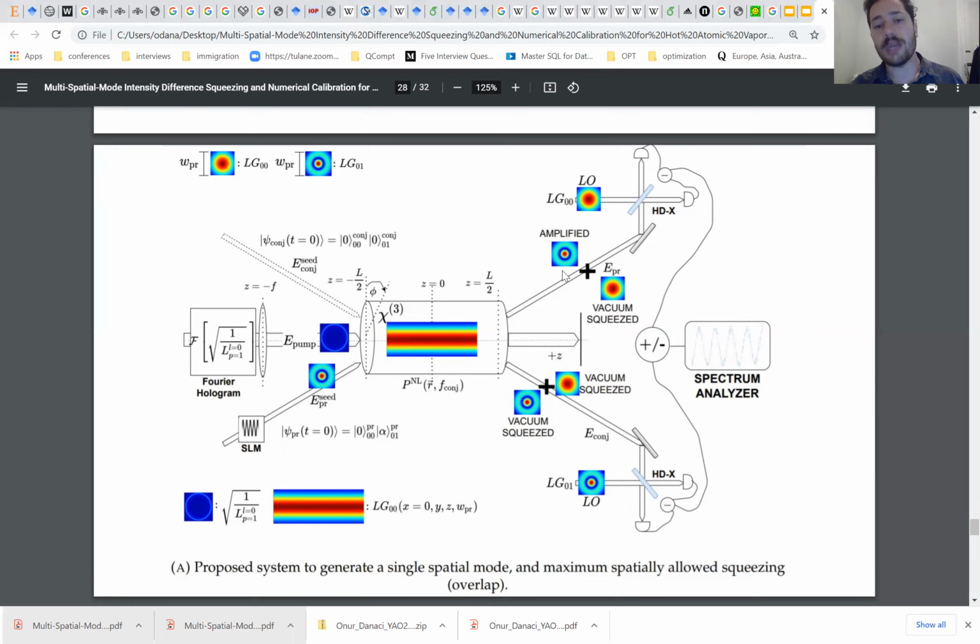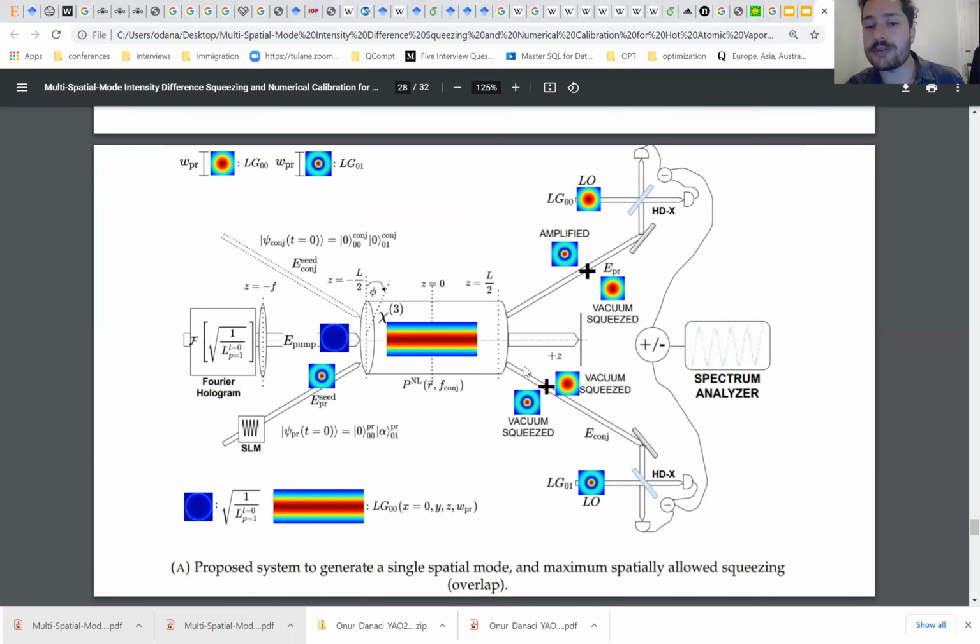For example, in this case, we have this seeding probe beam in 0-1 mode that is parametrically amplified. You parametrically amplify this, and in exchange, you create the 0-0 mode in the conjugate. This is the parametric amplification. But we also create two-mode squeezed vacuum. We create the 0-0 probe, and we create this 0-1 conjugate. And this is vacuum squeezing.